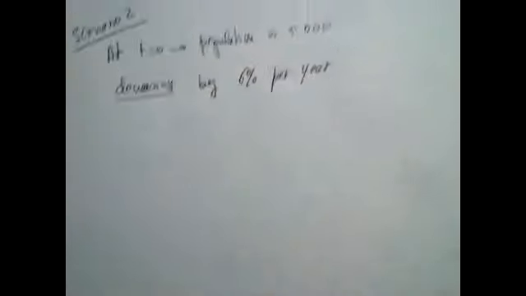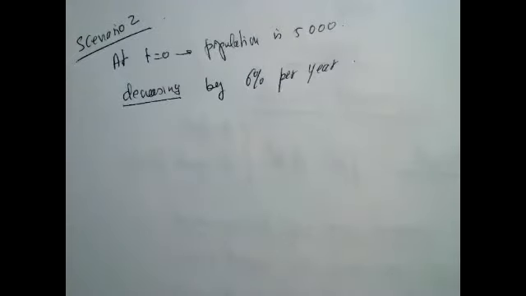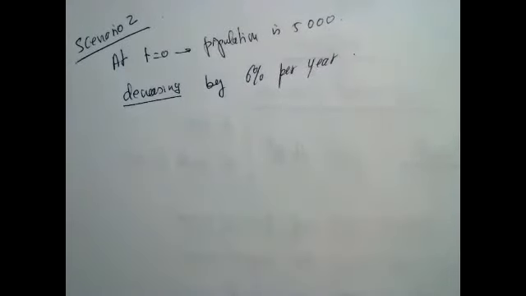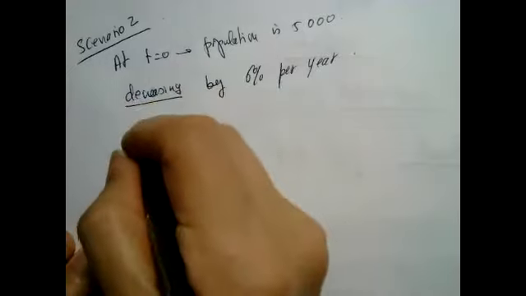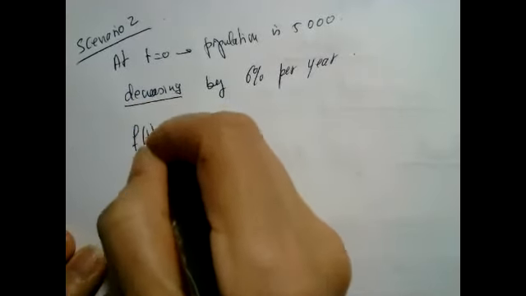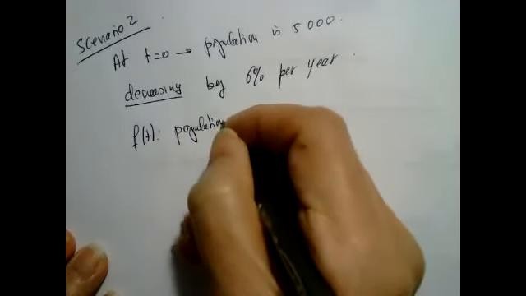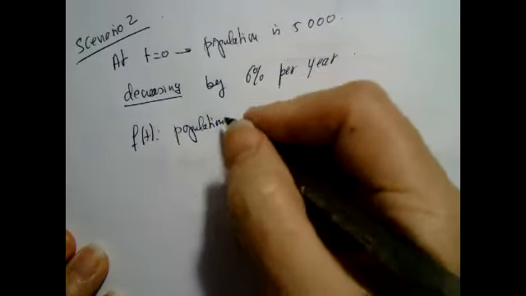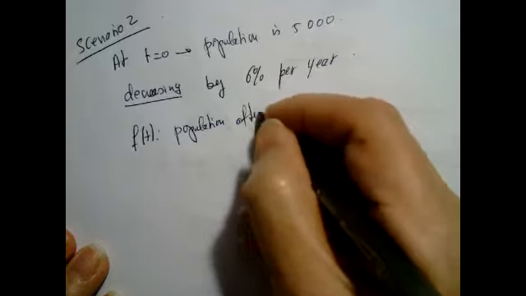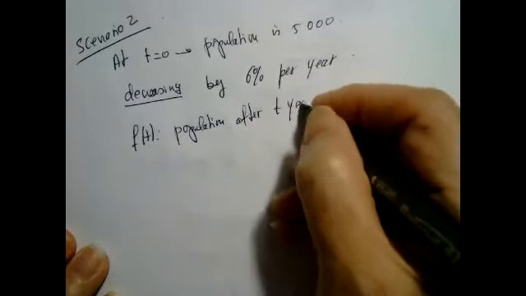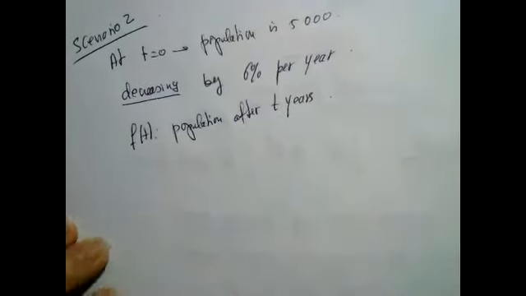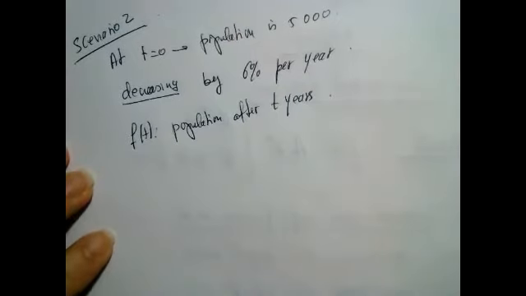When you guys don't see something, let me know. So it's decreasing by 6% per year. The question is, find f of t, the population after t years. The population is really declining. People are leaving the town, there are no jobs. So the population after t years is again a typical exponential decay.